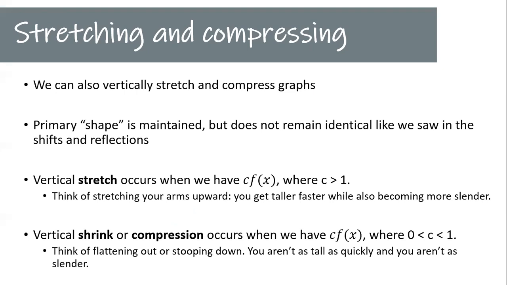On the other hand, we can have a vertical shrink or a vertical compression. Those can be used interchangeably. You'll probably hear me interchange them. And that occurs when you have c times f of x, or some number times f of x again, but that number is between 0 and 1. So you're multiplying it by a positive number less than 1. So you can think about flattening out or stooping down.